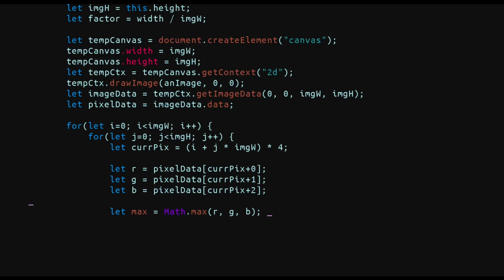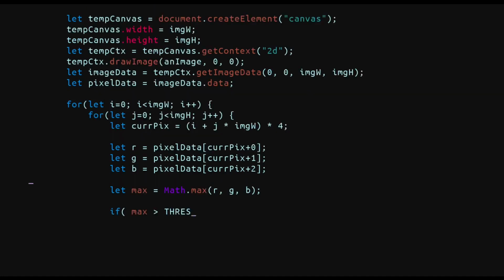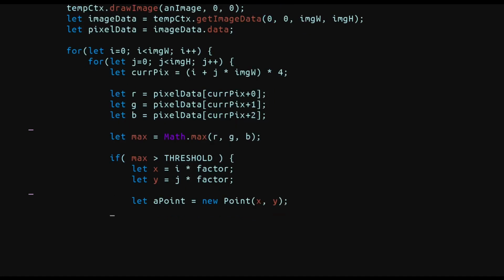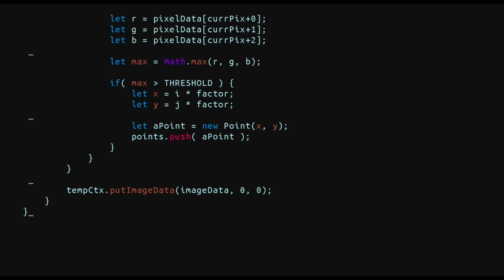And once that is done, I'm creating a variable called max, which is the maximum of the red, green and blue values. Now, if this maximum exceeds a specific threshold, then I'm calculating the X and Y location of where this point should be on the canvas. That's very easy to calculate because we have calculated the factor beforehand. So I have the factor and that becomes the X and Y. I create a new point and push it onto a points array. And once that is done, all I have to do is set the image data back onto the context. With that done, let's also render this on our canvas and see how that goes.